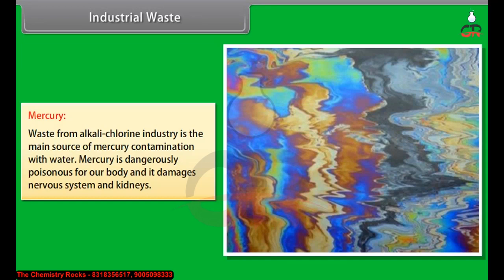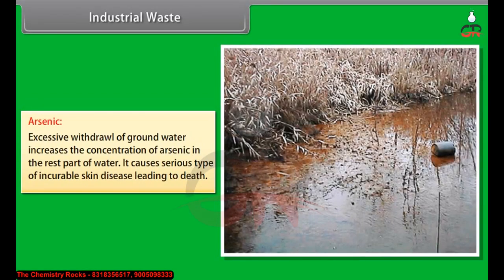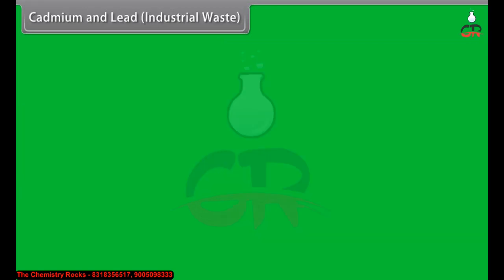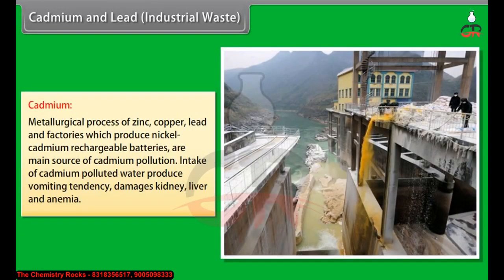Arsenic. Excessive withdrawal of groundwater increases the concentration of arsenic in the rest part of water. It causes a serious type of incurable skin disease leading to death. Cadmium and lead, industrial waste. Cadmium: metallurgical processes of zinc, copper, lead and factories which produce nickel-cadmium rechargeable batteries are the main source of cadmium pollution. Intake of cadmium polluted water produces vomiting tendency, damages kidney and liver, and causes anemia.